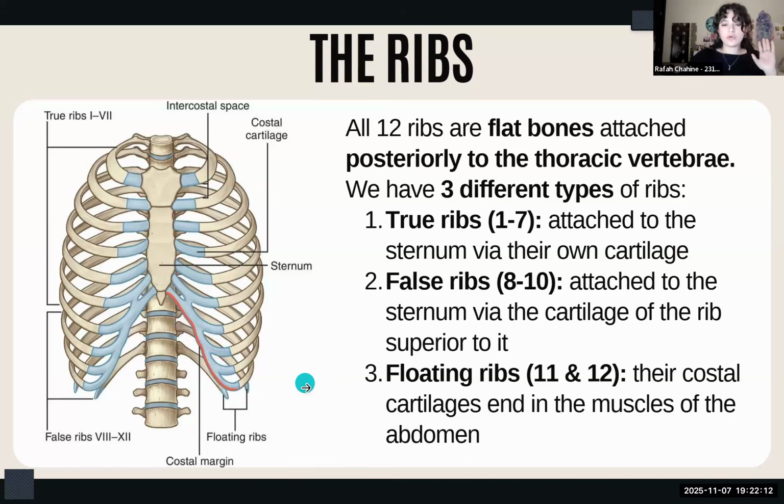Now, the last category or classification of ribs for now is the floating ribs, meaning 11 and 12 in the back. They have nothing to do in the front, okay? They do not attach anteriorly. They end at the abdominal muscles in the back, okay?